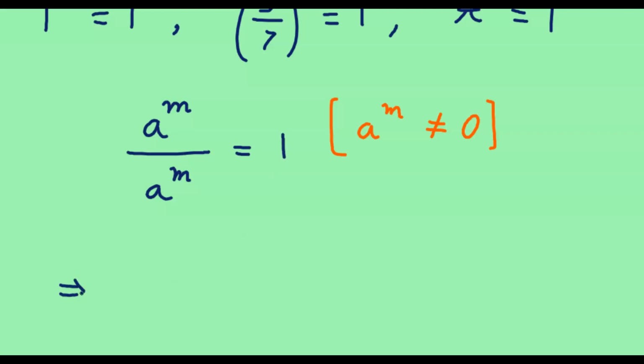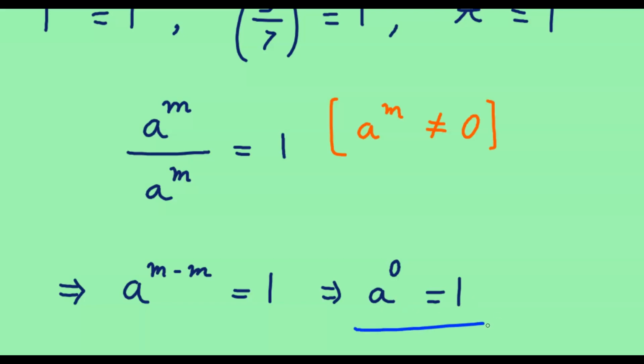If we divide any non-zero real number by itself, we will get 1. Now, on the left-hand side, we can use the quotient law of exponents. According to that, a to the power of m divided by a to the power of m will be equal to a to the power of m minus m. So this is equal to 1. So we have a to the power of m minus m, and m minus m is 0, and this is equal to 1. Hence, we have shown that a to the power of 0 will be equal to 1. And this is why the zero exponent law works.